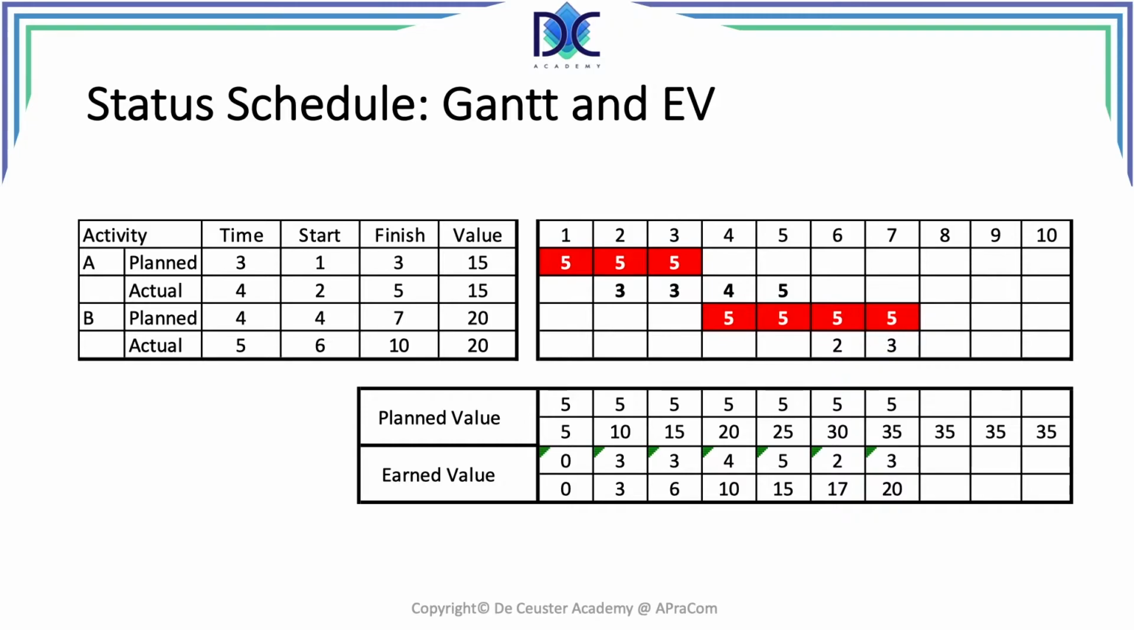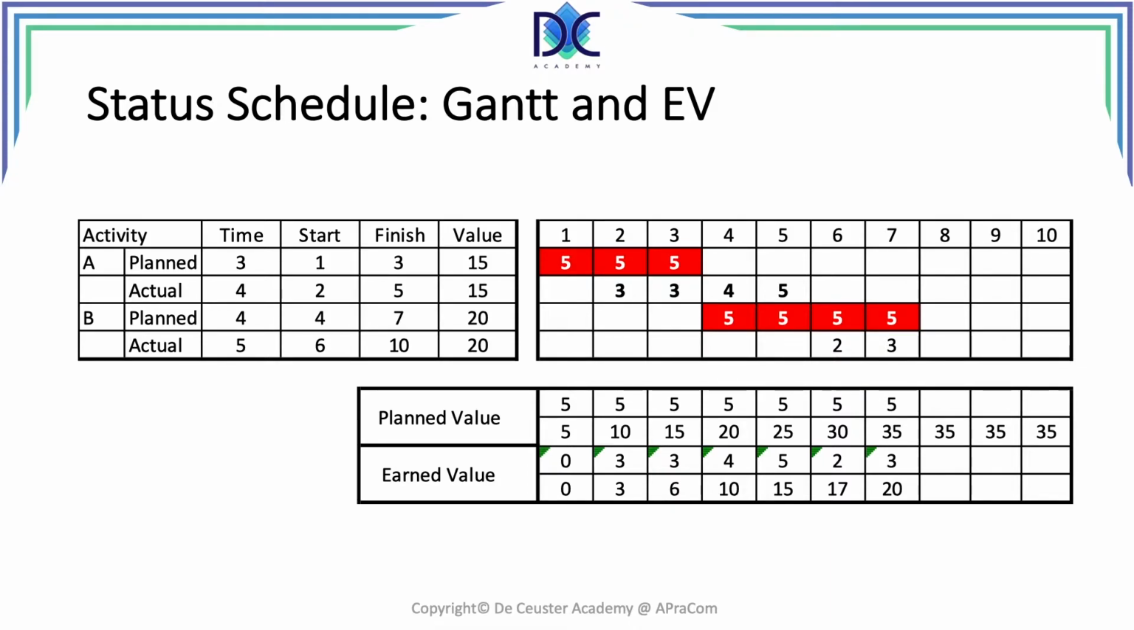The same for activity B. We planned to start at period 4 and finish at period 7. But we see that we only started at period 6. We are now at period 7, so we only completed periods 6 and 7. Activity B is not completed yet, and we will have to see that our activity B is expected to be completed at period 10.